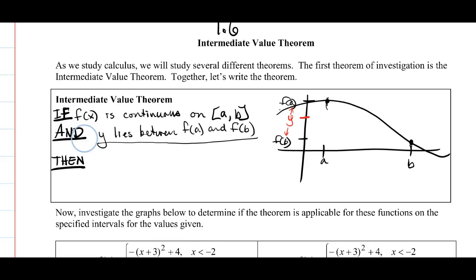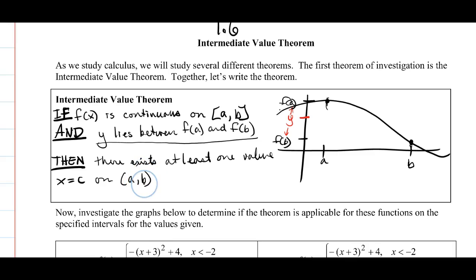If and then there exists at least one value c, x equals c, so c is some x value, that's what we're saying, on the range A to B exclusive. So we can draw this out here. I'm saying somewhere between A and B, there is some c. Okay, sure, there's some c.